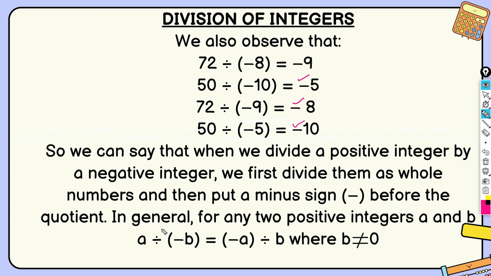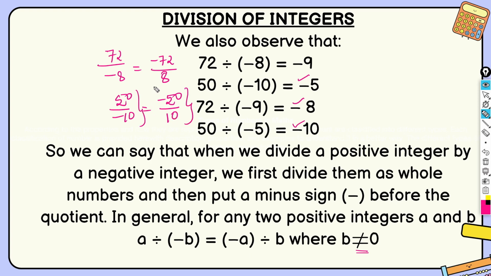So to say in general, for any two positive integers a and b, a divided by minus b is equal to minus a divided by b, where b is not equal to 0. That means 72 by minus 8 is equal to minus 72 by 8. Similarly, 50 by minus 10 is nothing but minus 50 by 10. In both cases the value is the same.